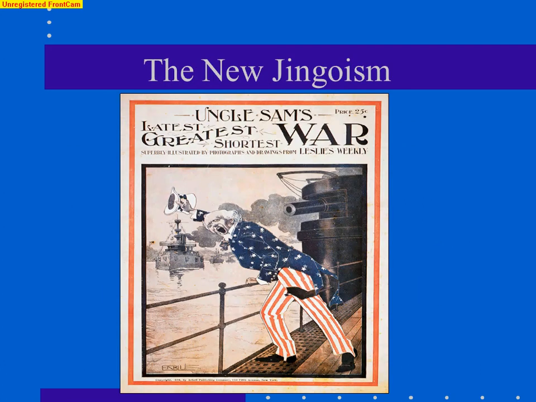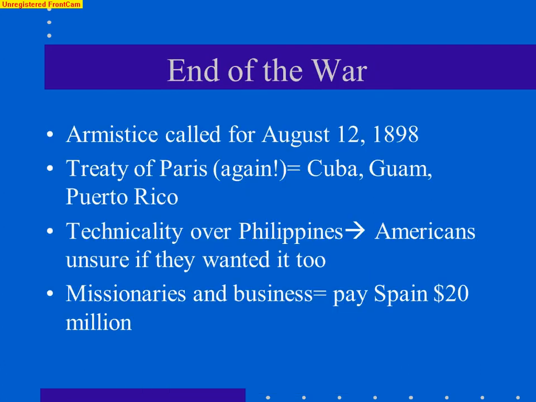So, like I said, a cease fire was called in August of 1898. A very short war, just a couple of months. And so in order to bring an end to this war, they went back to Paris again to have yet another Treaty of Paris to end the Spanish-American War. In this treaty, Cuba was relinquished along with Guam and Puerto Rico. But the issue is over the Philippines.